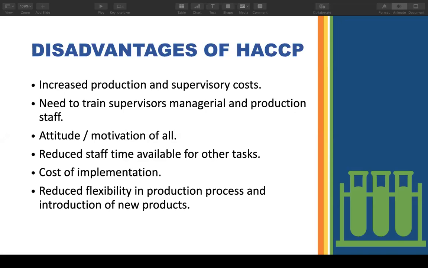And the motivation of all, because some people have been writing duplicate stuff in the record, and that is also a disadvantage, because we cannot test every day's process of the HACCP they have been recording, and it reduces staff time available for other tasks.